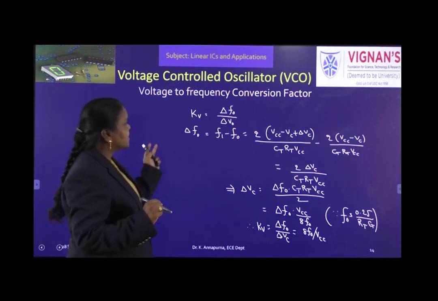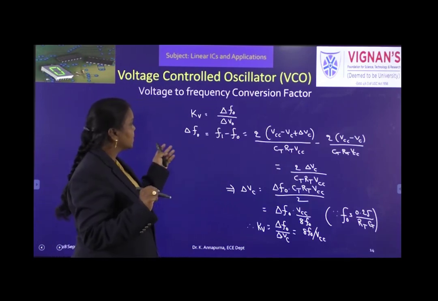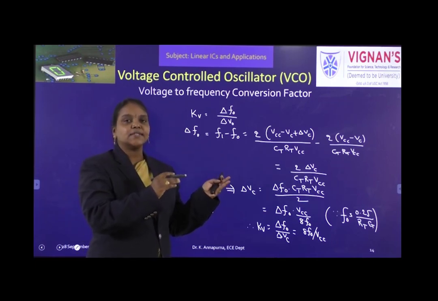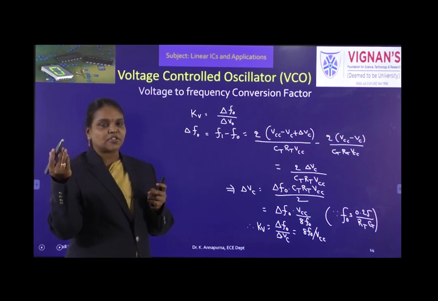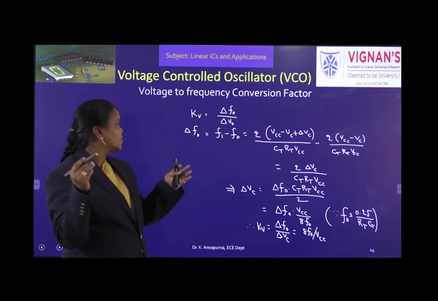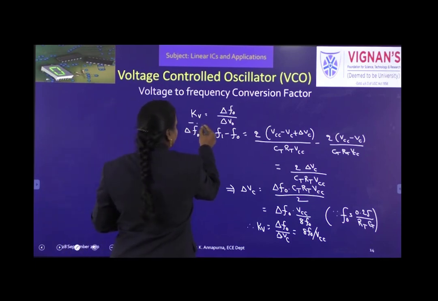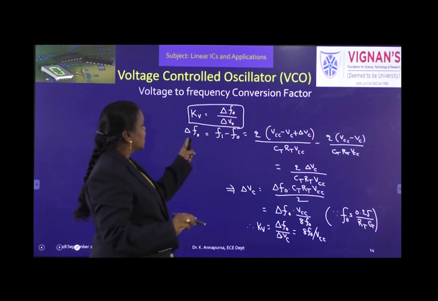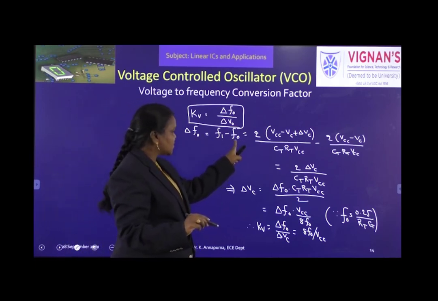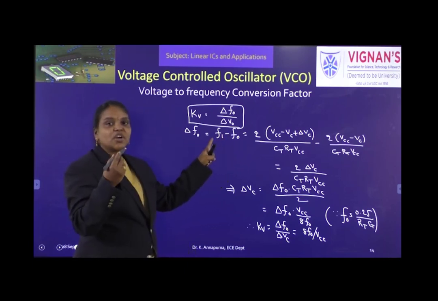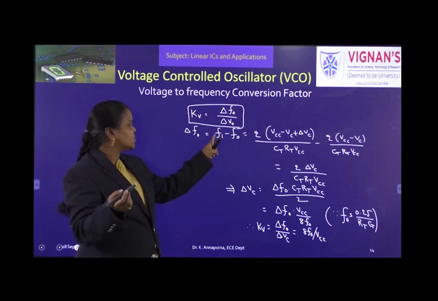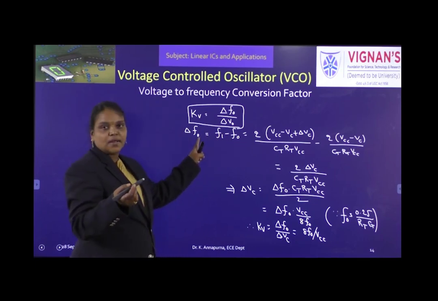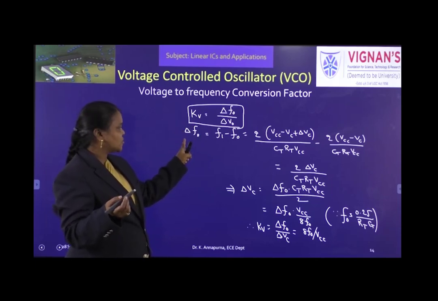And then the voltage to frequency conversion factor. This VCO is changing, that is, its input is voltage. So based on that voltage, its frequency of oscillations is changing. So how it is changing, let us see. This is the sensitivity factor, kV. So we have to derive this. Suppose the initial frequency of oscillations is f naught, and for a change of delta Vc in the control voltage, it is changing its frequency to f1. Then f1 minus f naught is the change in frequency of oscillations, delta f naught.